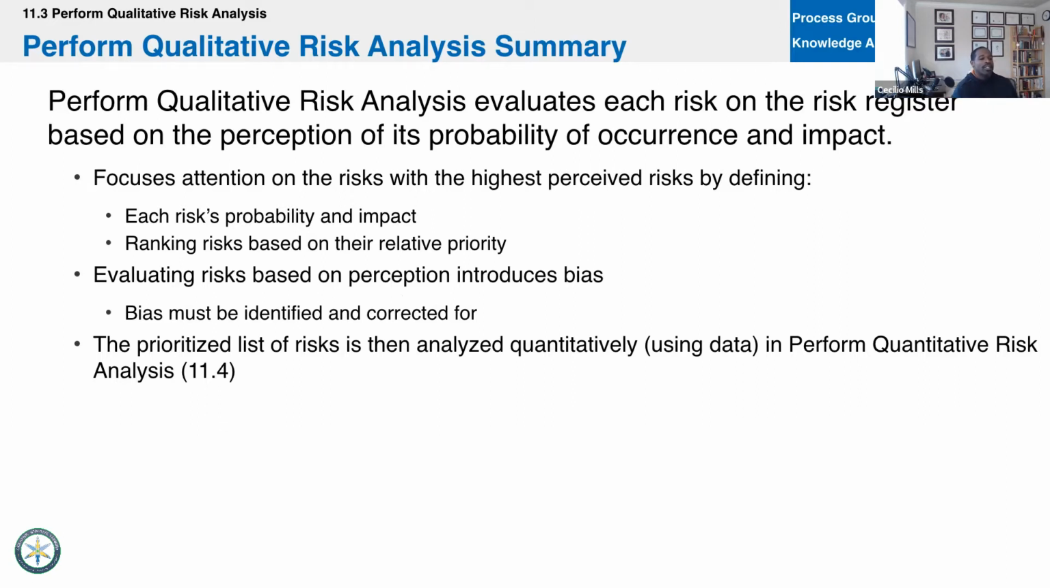We want to qualify this risk. Will it really happen? Once we get to that point, then we can figure out how much it will cost. So we qualify it first, we quantify it second.